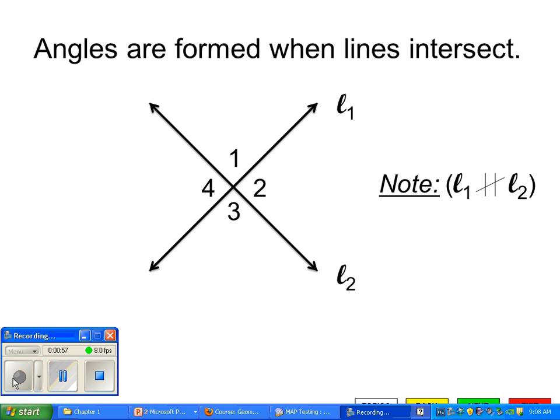They form angles. So right now, real quick on your paper, what I want you to do is just draw 2 lines that intersect each other. Doesn't have to look like mine. Don't label it like mine. Just draw 2 lines. You don't have to write this down. All I want you to do right now is draw 2 lines that intersect each other.